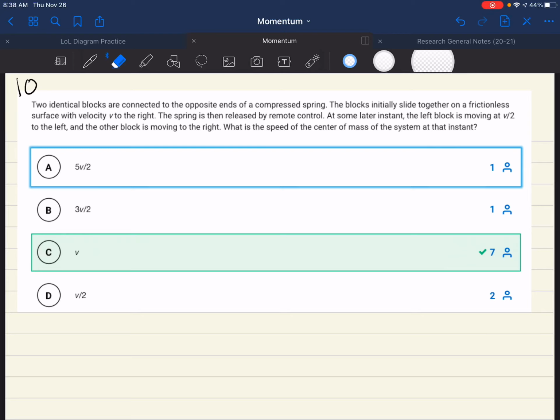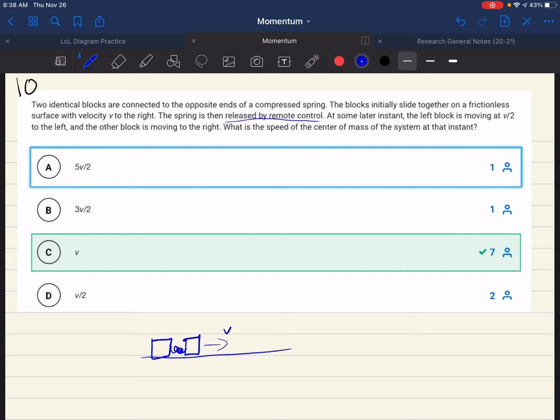All right, so this question I think is pretty straightforward actually if you read it carefully. So for question 10 here, it says two blocks are connected to opposite ends of a spring. So we've got these two blocks and there's a spring between them and they slide together on a frictionless surface with velocity v to the right. And then the spring is released by remote control.